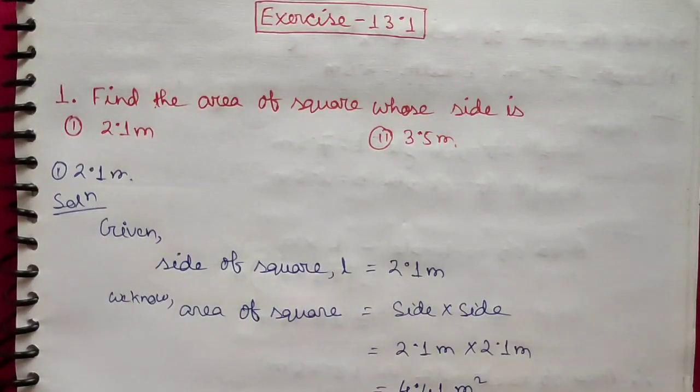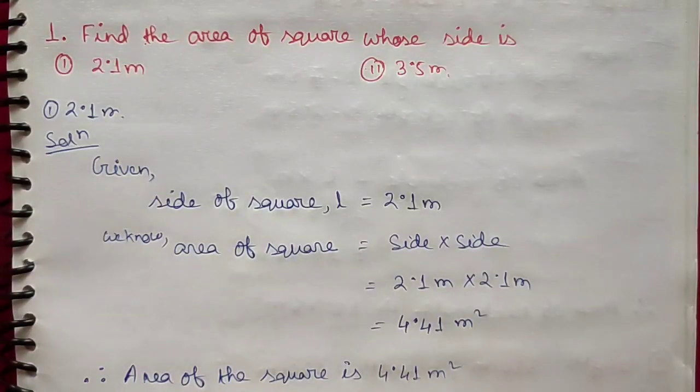Today we will solve the exercise 13.1. This is the second video of this chapter. In the first video we discussed the perimeters and area of square, rectangles, parallelograms. Okay, so let's start with our question number 1.